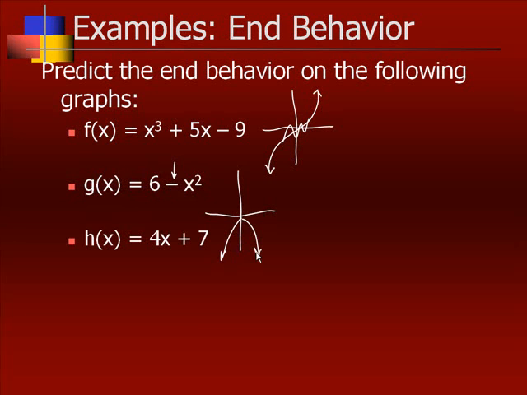4x plus 7, that's x to the 1 graph, which means one starts down and goes up. And in this case, it just so happens that this one is linear, so we know it's going to take off through that.